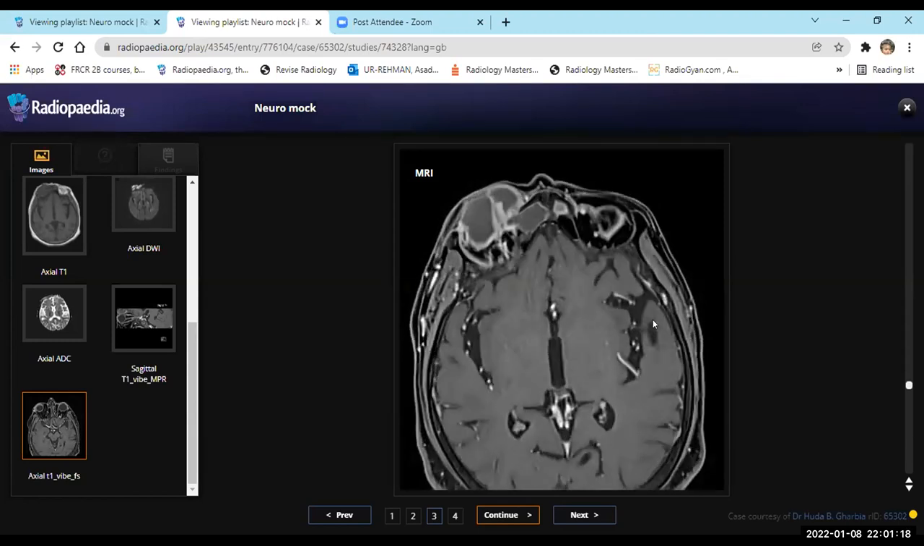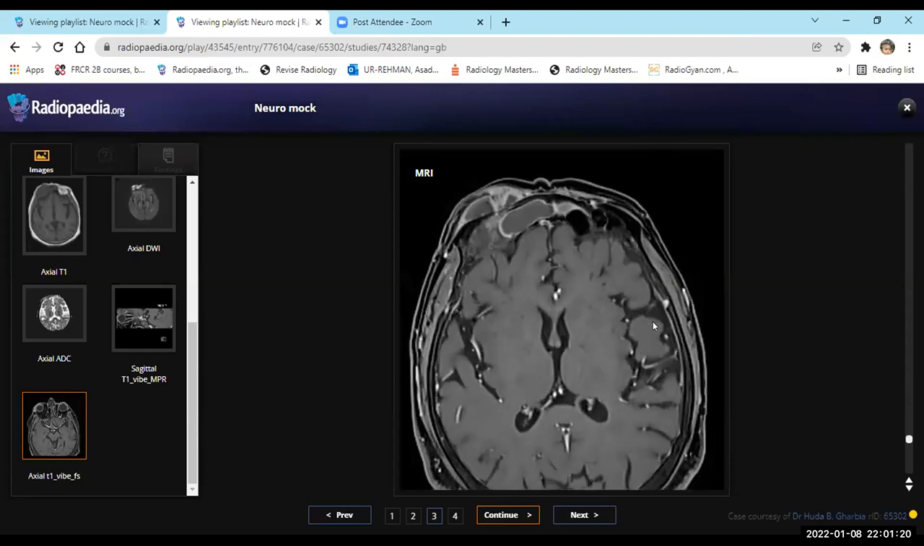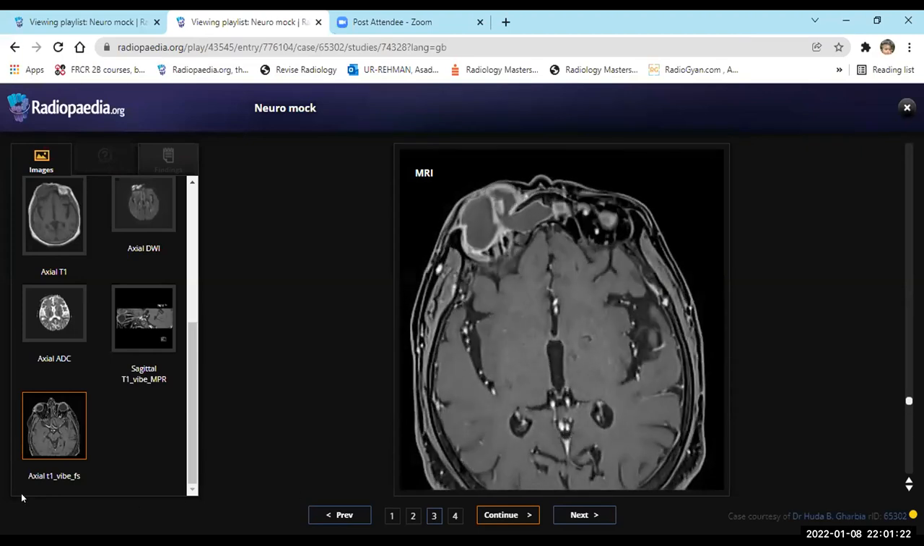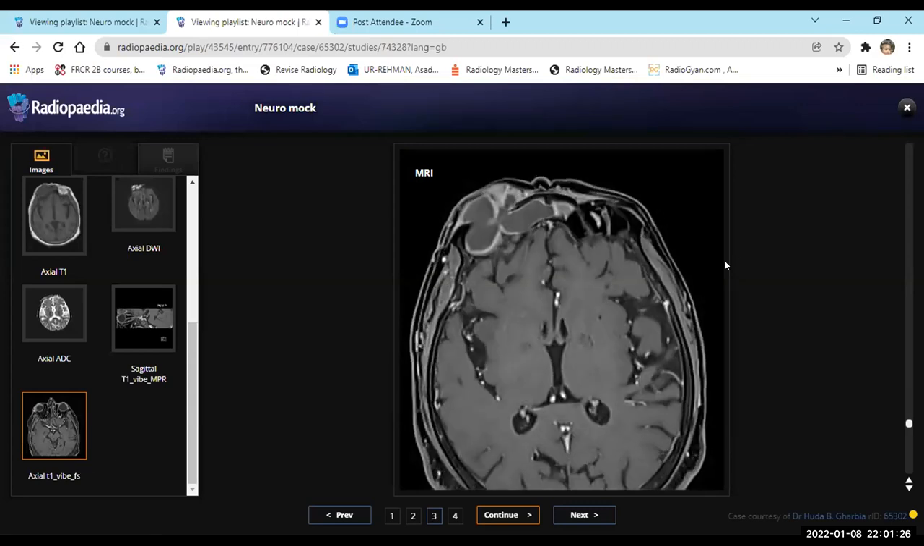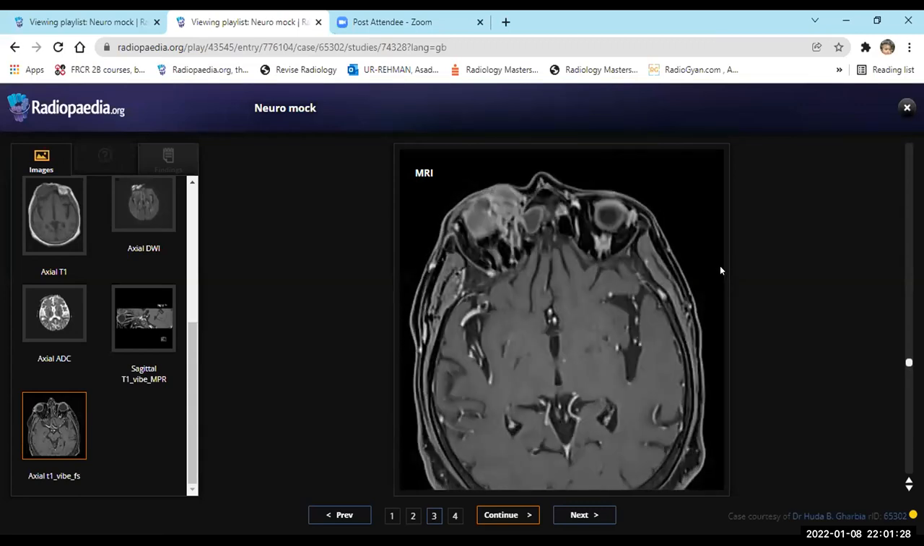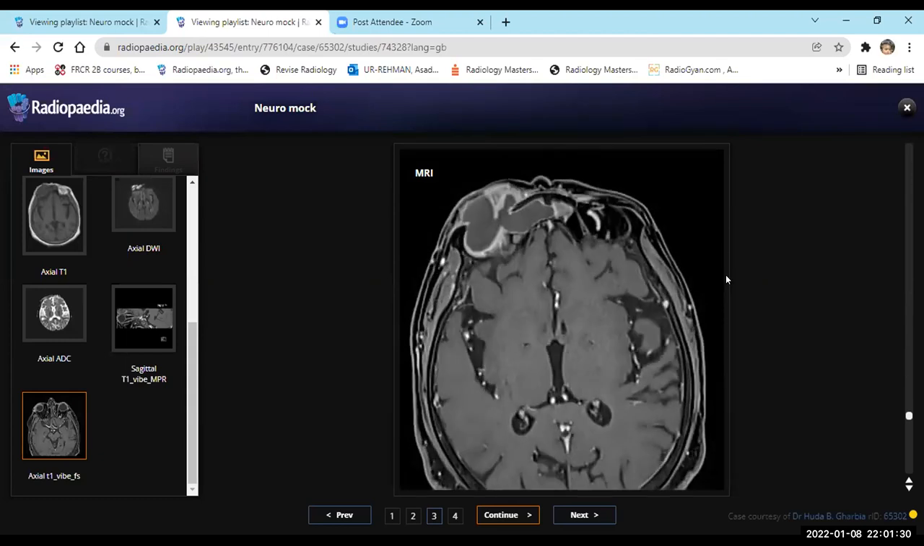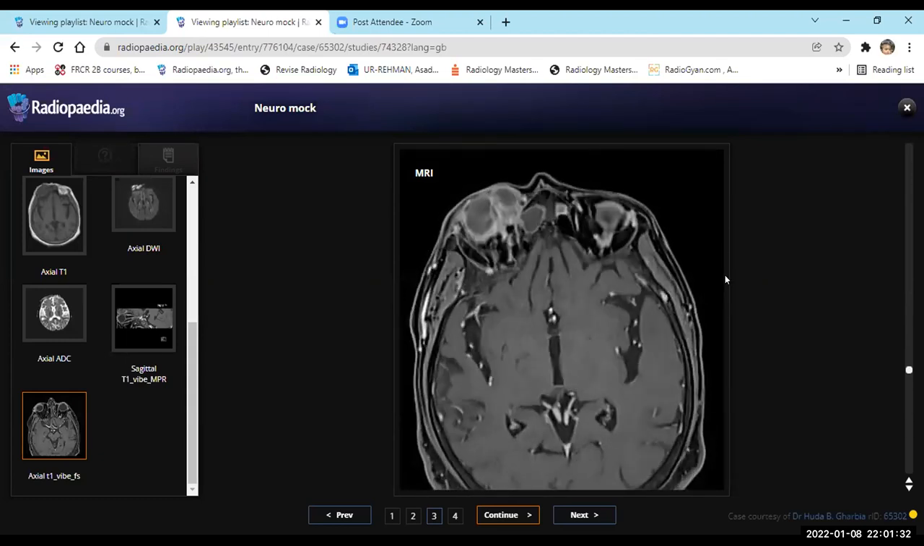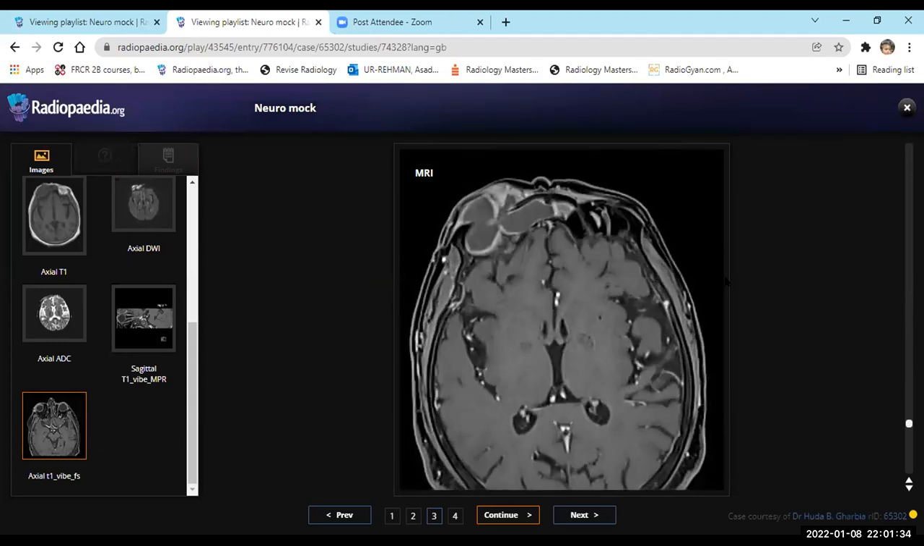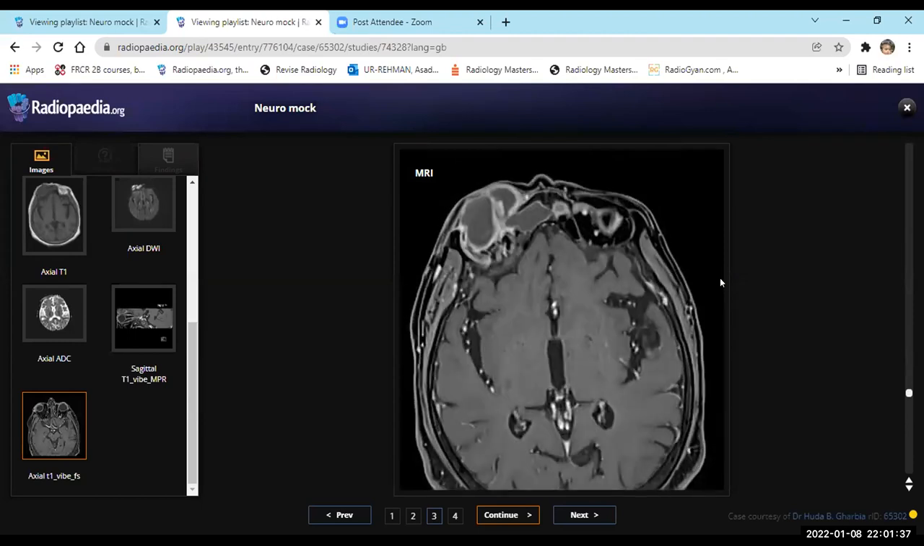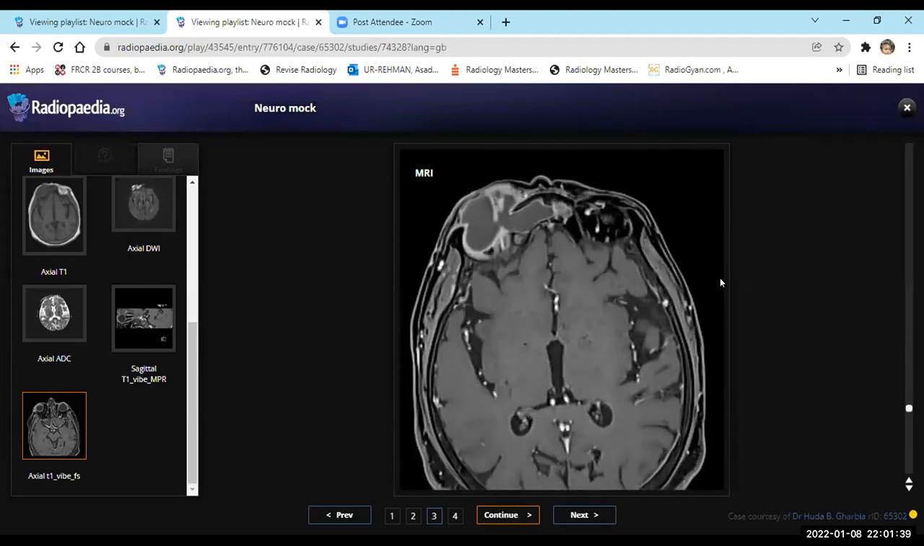I think this is post contrast. Go ahead. Okay. This is a cystic lesion with rim enhancement, no obvious intracranial extension. So it's an infected mucocele, I think, without extension to the brain, but I should further characterize the orbit if there is some extension.